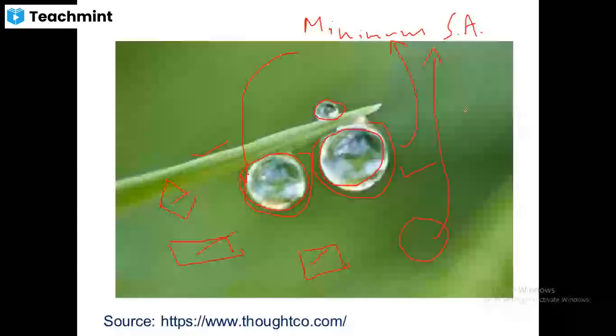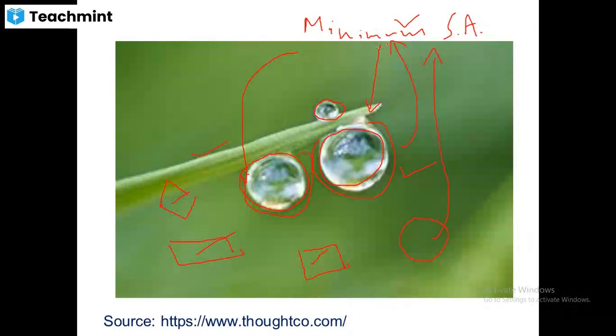So the bottom line is that liquids always try to have minimum surface area, and the minimum surface area is possible for a given liquid in the form of a spherical shape. That's why liquids always appear in spherical shape. Why they try to have minimum surface area, we'll discuss a bit later.